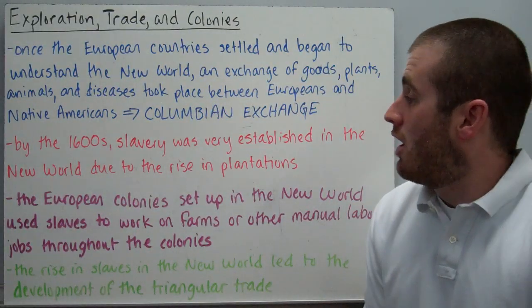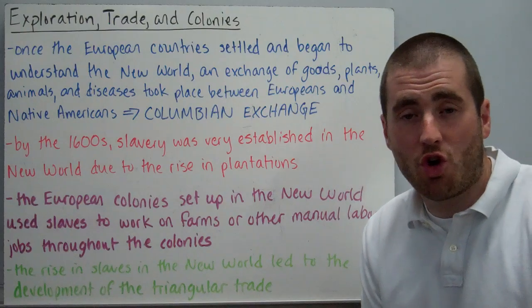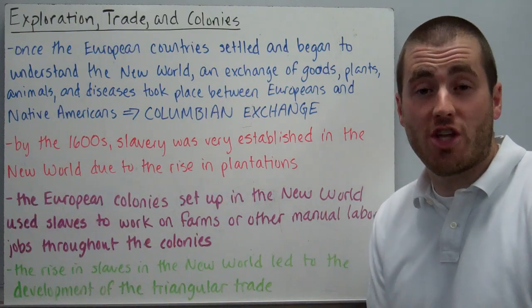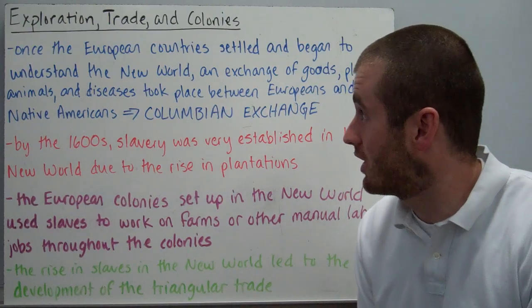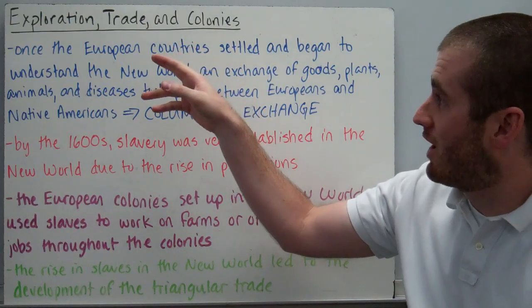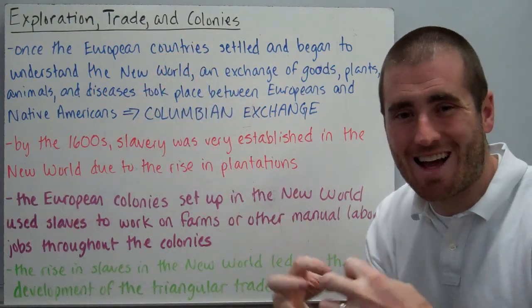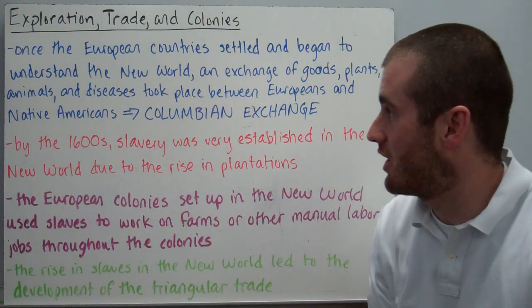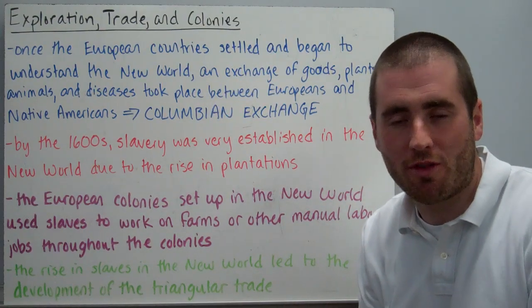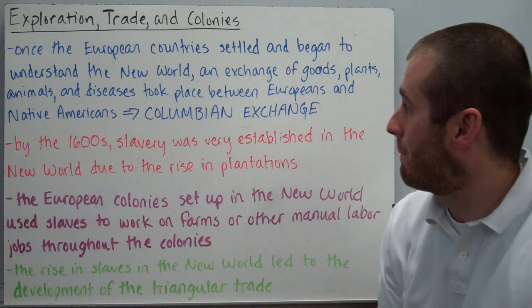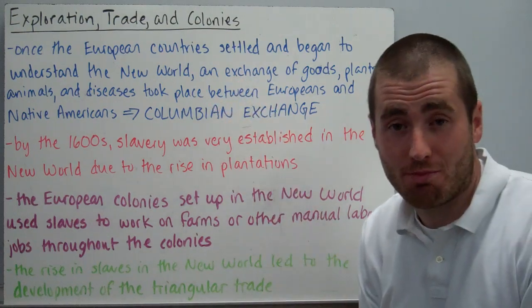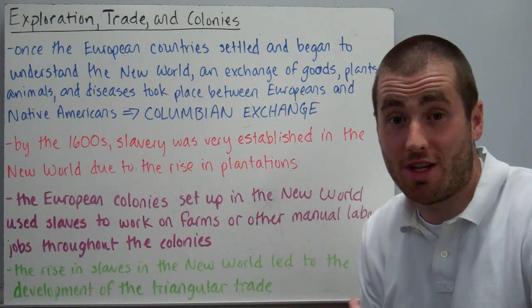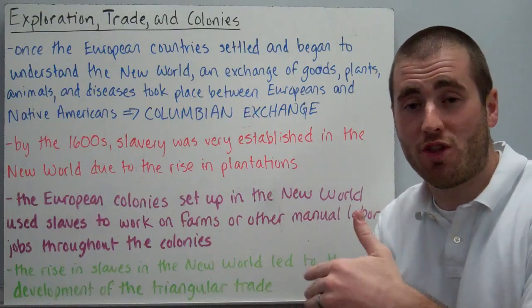Okay, so this video is called Early English Attempts at Settlement in the New World, essentially. So we want to start out with exploring exploration, trade, and colonies, and kind of tie this video and the last video together. So once the European countries settled and began to understand the New World, and they put some colonies here, there was an exchange of goods, of plants, animals, even diseases that went back and forth between the New World and the Old World.